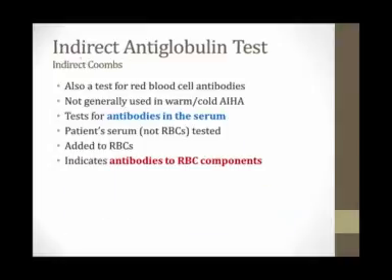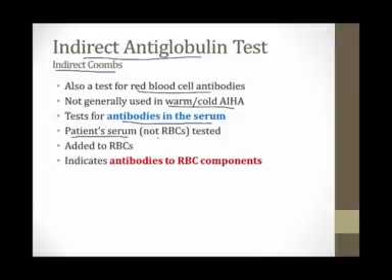Now you may be aware there is another test called the indirect antiglobulin test or indirect Coombs test. This is also a test for red blood cell antibodies. However, this test is not generally used in warm or cold autoimmune hemolytic anemia. However, let me explain how this test works so you don't get it confused with the direct Coombs test. So this is a test for antibodies in the patient's serum. In this test you are testing the patient's serum, not the patient's red blood cells. You take a sample of the patient's serum and you add it to sample red blood cells, and the test is positive if there are antibodies in the patient's serum to the sample red blood cells you use as part of the indirect antiglobulin test.